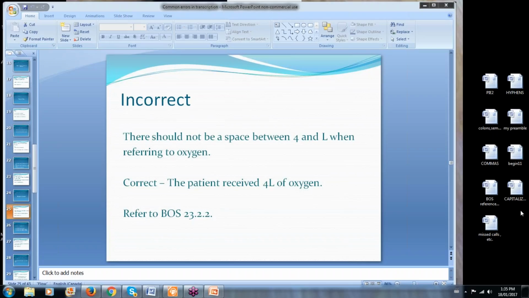Yeah, that's why. It's a gas. But any liquids, like I said before, any liquids, you would leave a space. So if they said a patient received 4 liters of saline, then it would be 4 space L of saline. There's no air in between.